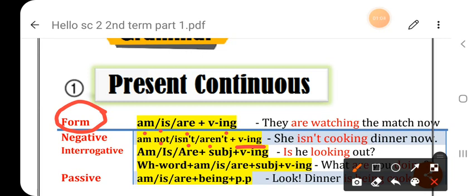Right? But if I want to make a question, your helping verb is the verb to be itself. Yani, you will ask with am, is, or are. If it's a yes or no question, you will use am, is, or are, even if it's a WH question.